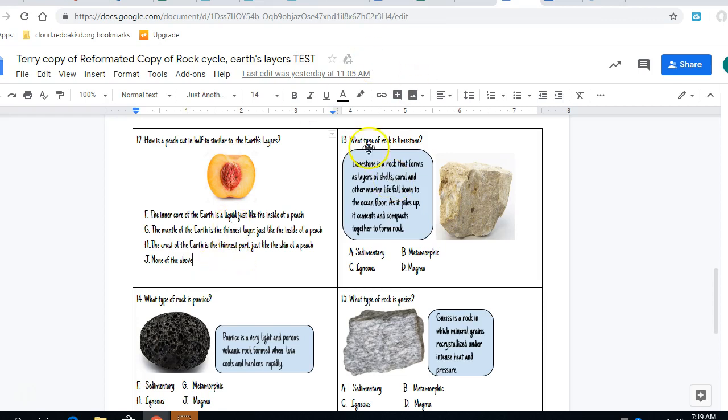Number 13, what type of rock is limestone? And I'm going to read you the description. You decide what kind of rock we're indicating. Limestone is a rock that forms as layers of shells and coral and other marine life fall down to the ocean floor. As it piles up, it cements and compacts together to form rock. So does that indicate sedimentary rock, metamorphic rock, igneous rock, or magma?